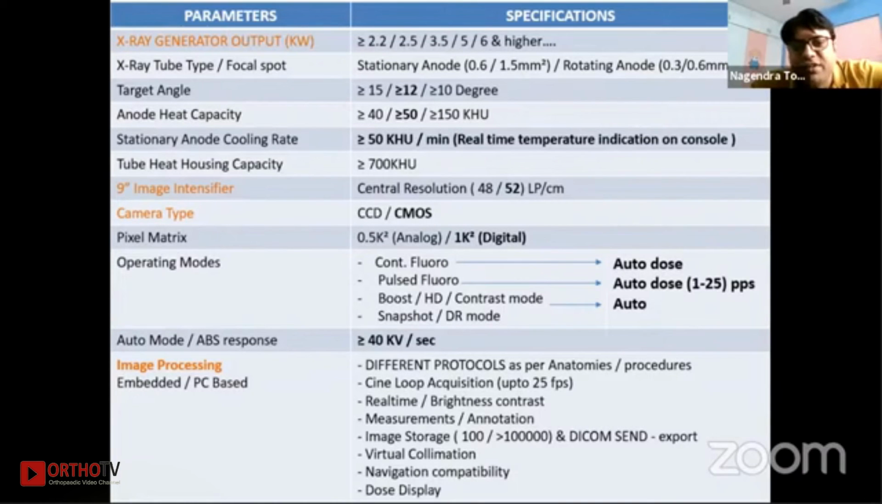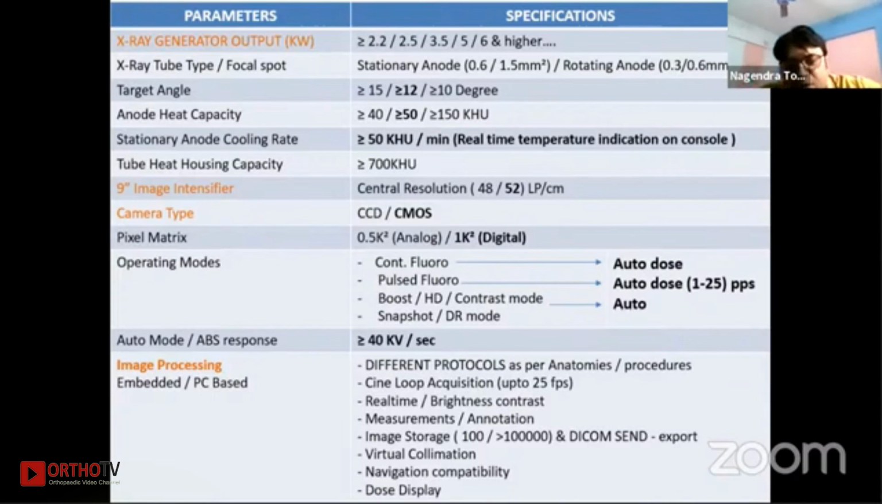Everybody has a 9-inch image intensifier, but there are 2 intensifiers available, that is 48 and 52 LP per centimeter. 52 is always better. For the camera, you have nowadays CCD and CMOS. Obviously CCDs are getting obsolete from the market. So CMOS will continue for some time. And you have half K by half K basic CM and 1K by 1K. 1K by 1K nowadays are getting cost effective. You will get even less than 15 lakh rupees. So we prefer if you can go for a 1K by 1K imaging chain, that is good.